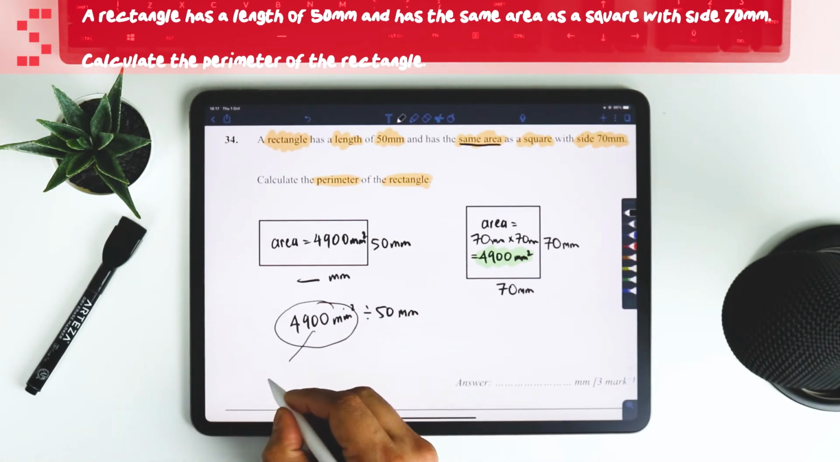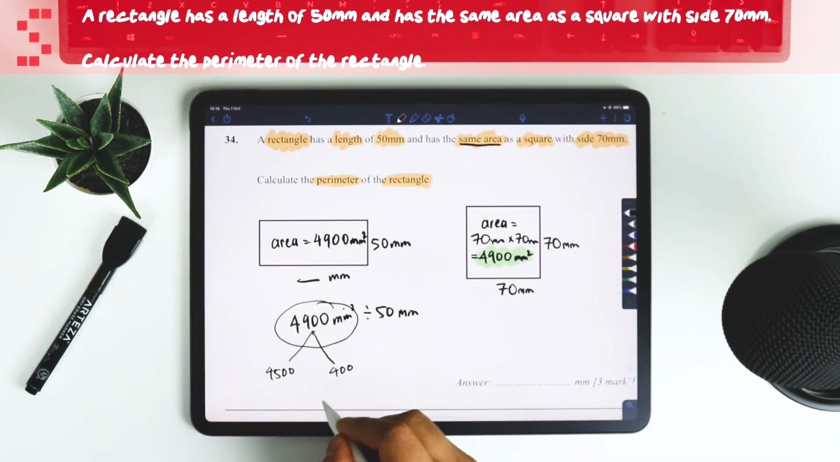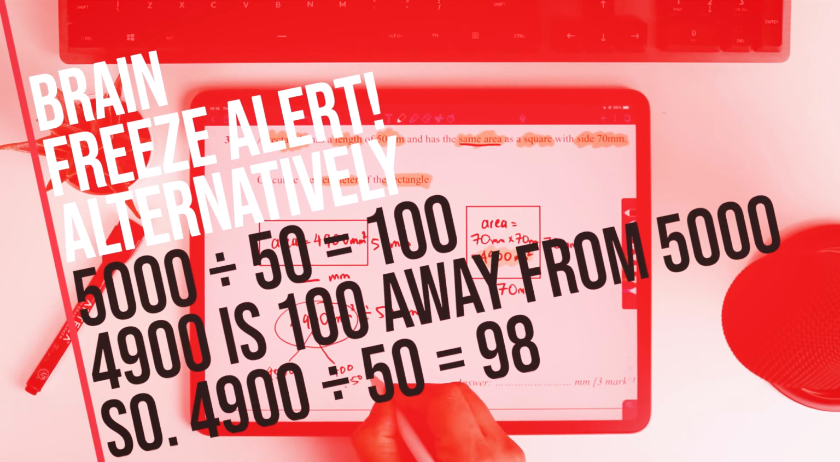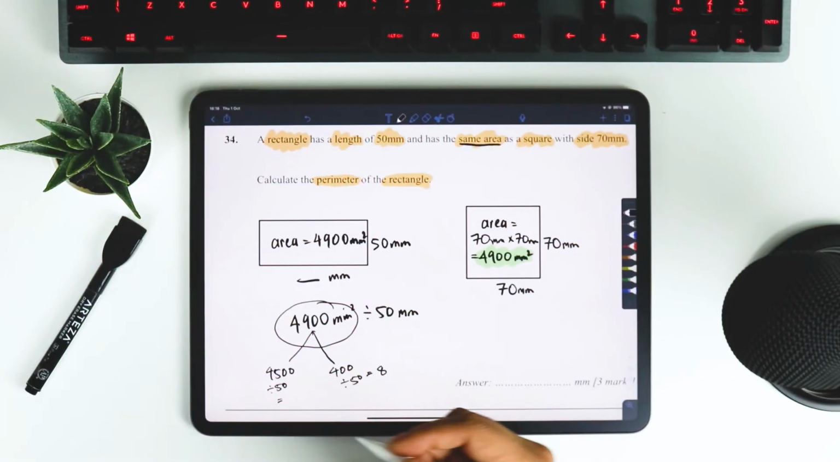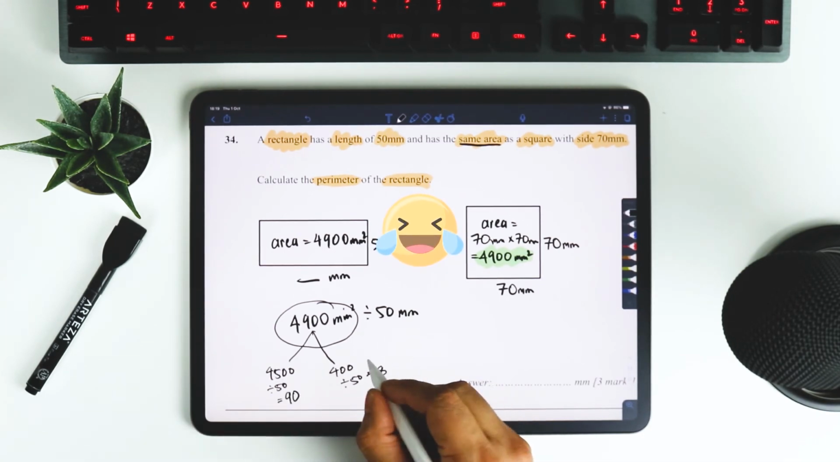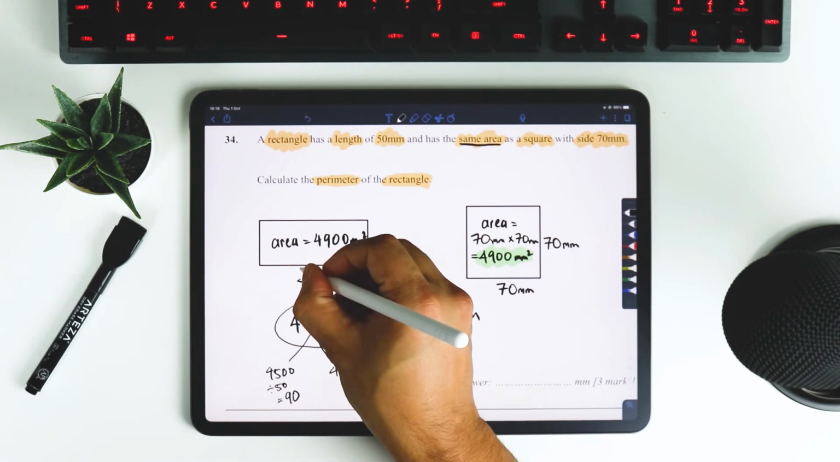It might be the case that we think of this as 4,500 and we think of this as 400 square millimeters. We know that 400 divided by 50 is equal to 8. So we also can divide 4,500 by 50. Well, 5,000 divided by 50 is going to be 100. And so 4,500 divided by 50 is going to be 10 less than that. And so 10 less than 100 is 90. So altogether, you have 98 millimeters. So this length is 98 millimeters.